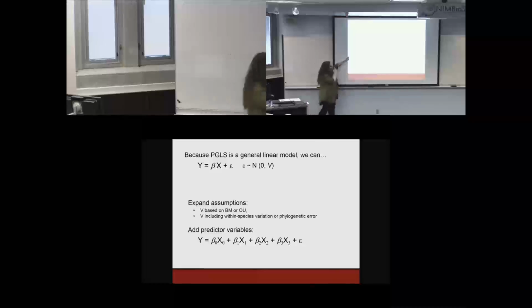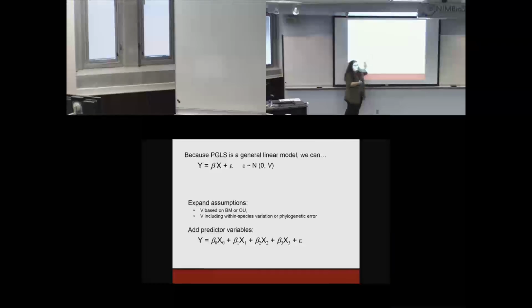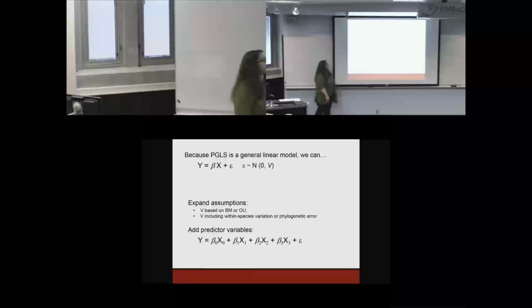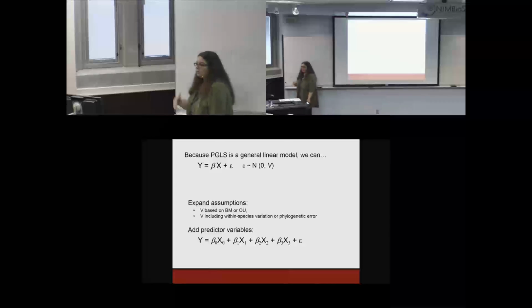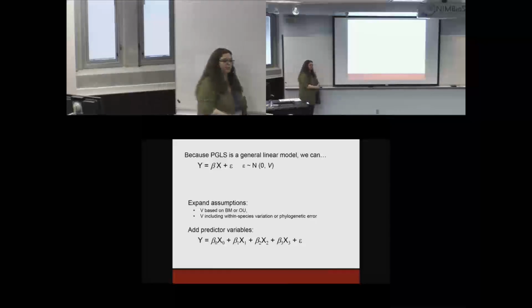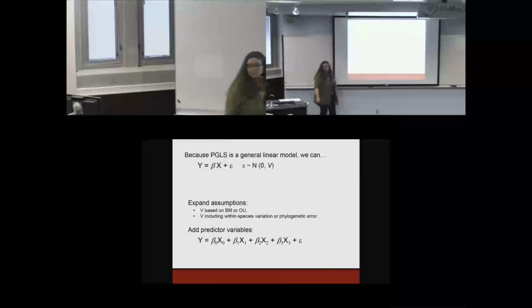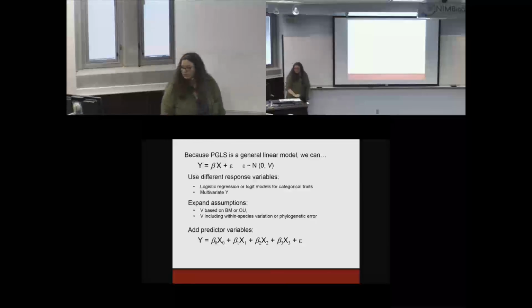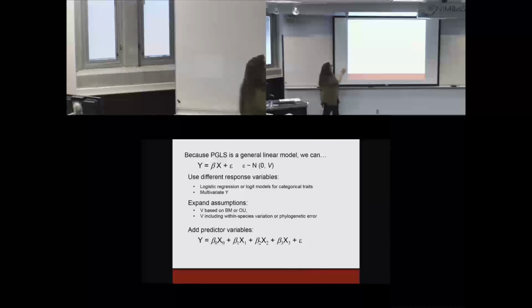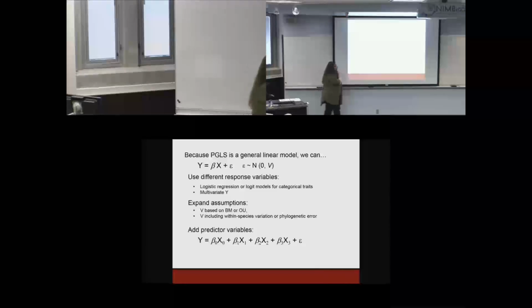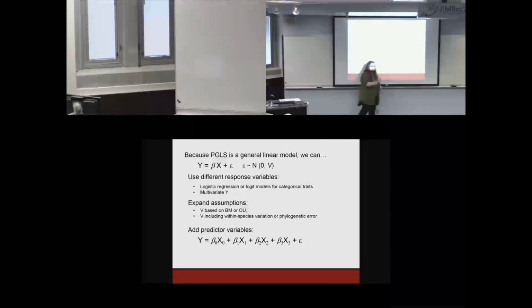We talked about expanding the assumptions and how you could change the V matrix to be BM or OU or something else if you wanted to. Another thing you can do is to add within species variability or phylogenetic error in the phylogeny into that V matrix. And the last thing that you might do, well, there's lots of other things too, but another thing you might do is change the Y, the response variable, right? So instead of having a continuous response variable, you might want to do a logistic regression or a logit model of some kind, so that you can do categorical traits.